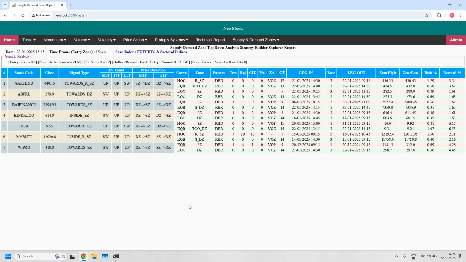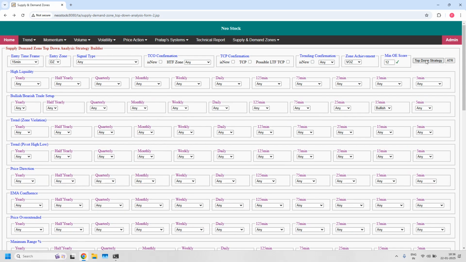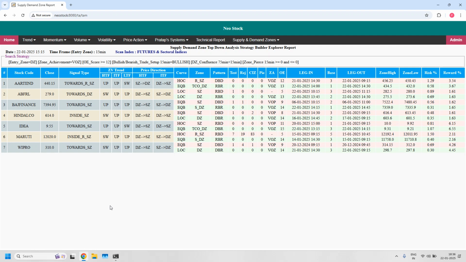And we can further filter these stocks based on zone confluence. First filter is LTF, ITF demand zone confluence. That is 15 minute demand zone with 75 minute demand zone confluence. I enable the filter. Now we got 7 stocks. In all these 7 stocks, these 15 minute demand zones are part of the 75 minute demand zone. They are overlapped. And ITF trend is up in all these stocks. That's why if any of these ITF zones have ITF EMA confluence, they are even more high probability trade setup supported stocks.